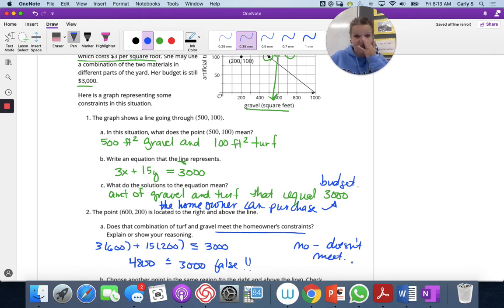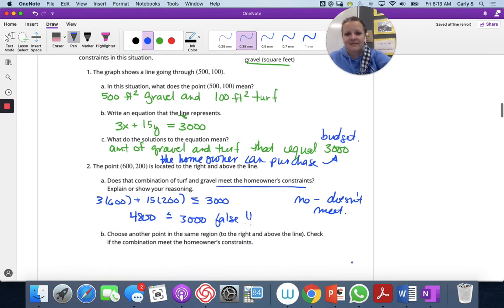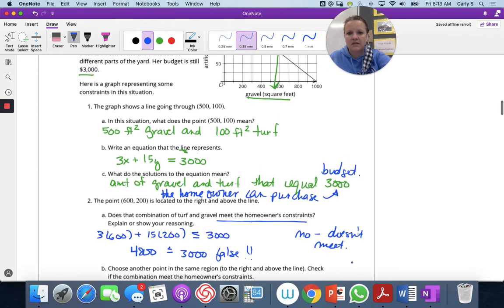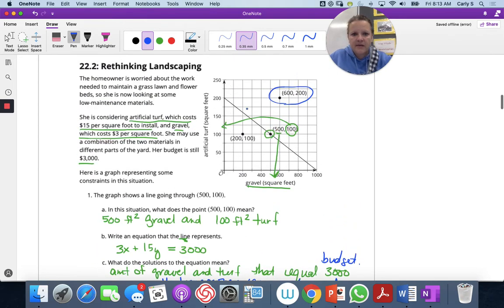Okay, it's out of budget. It's too much money. Choose another point in the same region to the right and above the line. Check if the combination meets the homeowner's constraints. Let's do this.